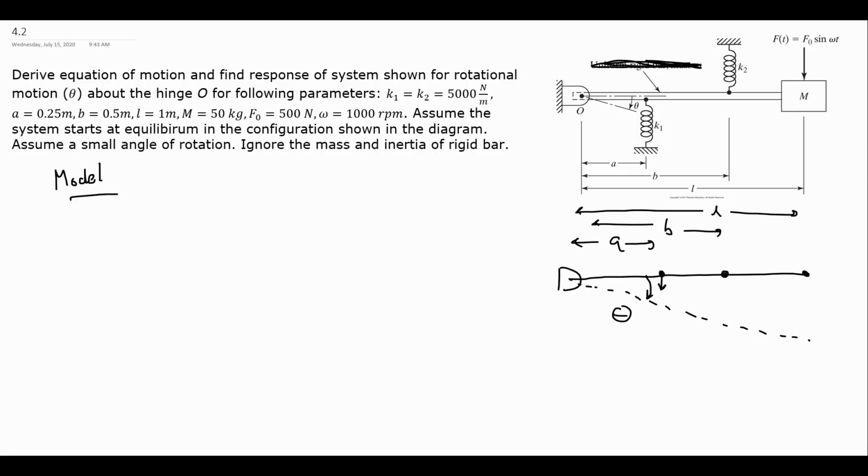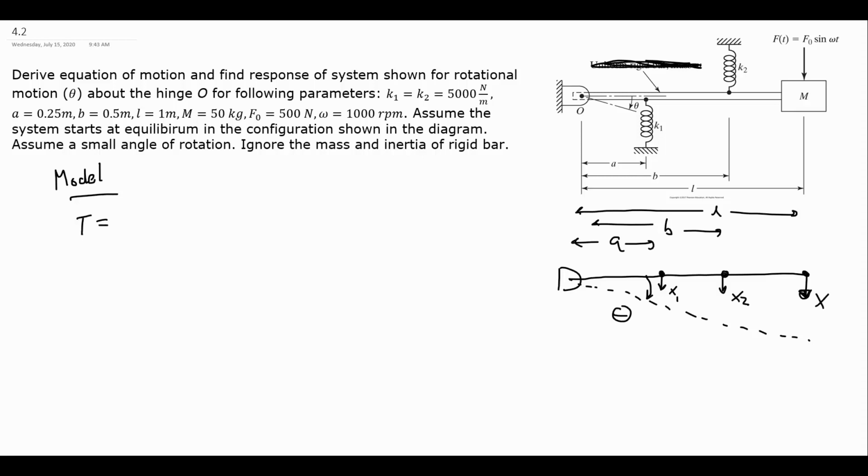So the amount that the end of K1 moves, I'll call X1, and X2 for K2, and I will call this X, the vertical translation of the heavy mass at the end. All right, so we are going to be assuming, once again, small angles of deflection. So X1, X2, and X will be purely vertical. And we'll be able to use a similar triangle relationship to relate theta to X1, X2, and X as we go through. Let's start forming our energies.